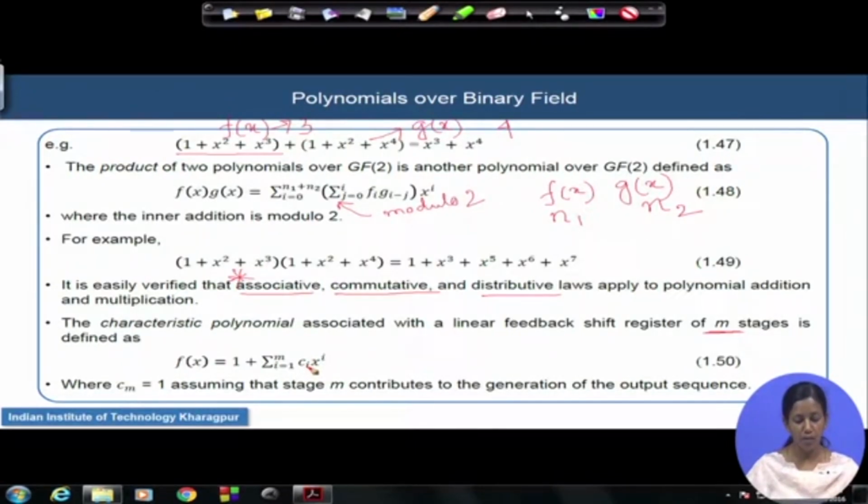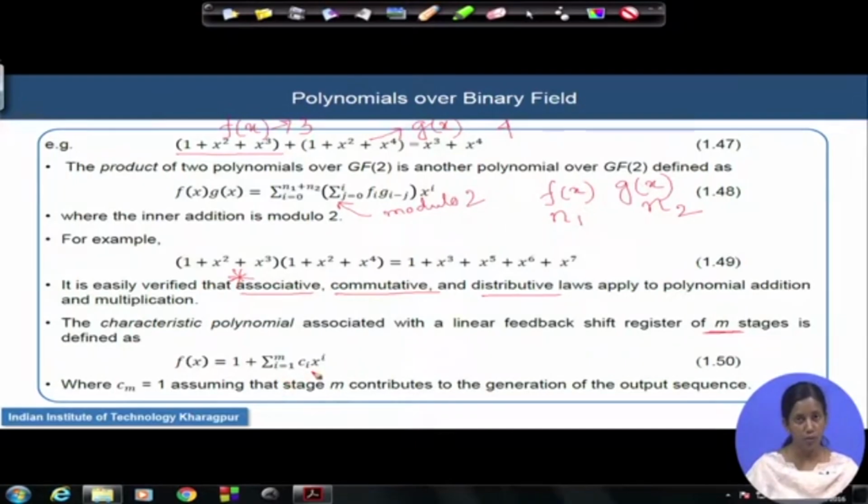The value of C i equal to 1 signifies that the output of that typical stage is contributing in the feedback process, otherwise it is not. If its value is equal to 0, it means that typical stage is not contributing to the feedback logic. And we have also discussed earlier that the value of C m, if it is 1, such that the last stage, the mth stage of the feedback shift register, contributes to the feedback logic.